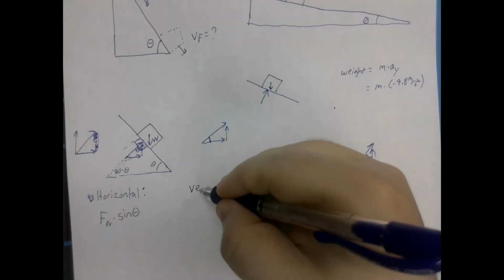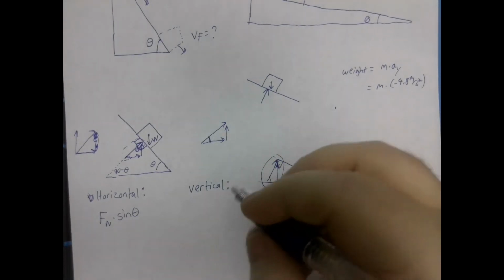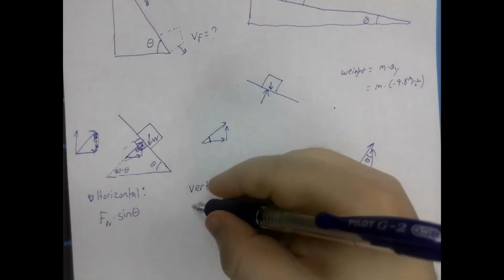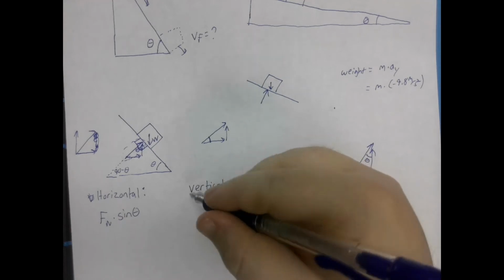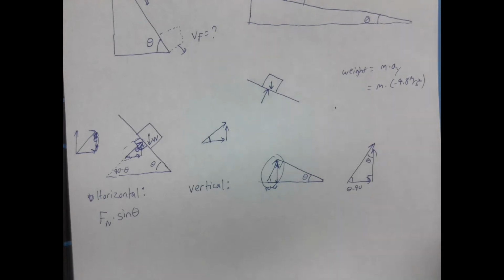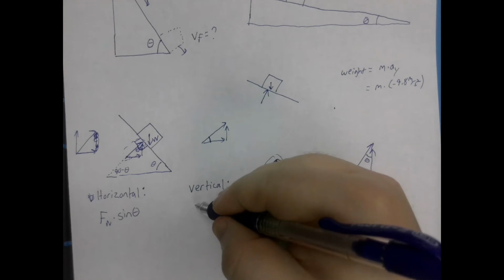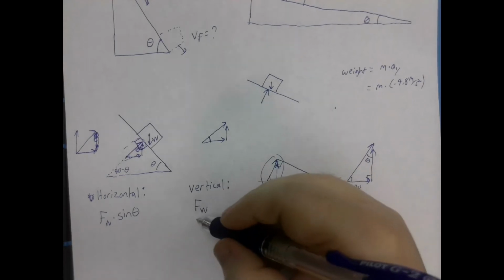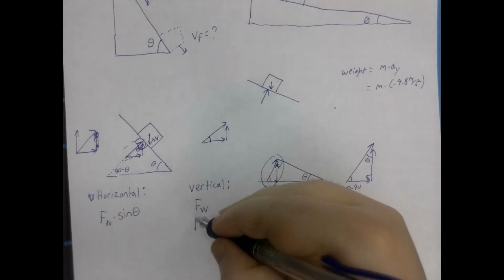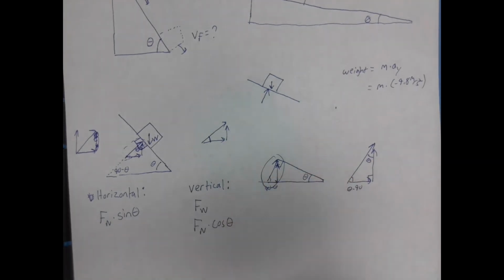And looking at the vertical force, well, we have your weight, which is pointing down. So we have our weight. And we also have the cosine of this, your normal force times cosine of theta. So these are our two vertical forces.